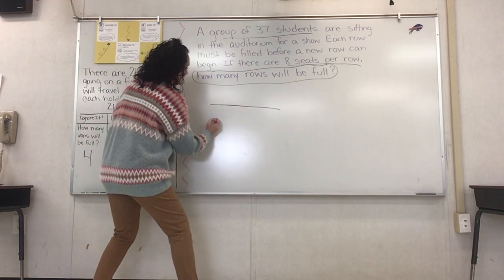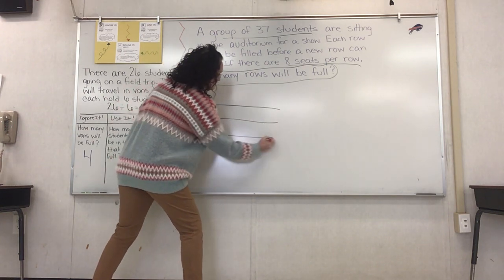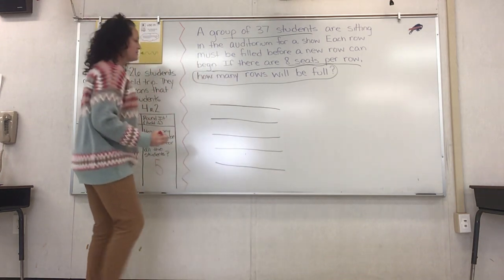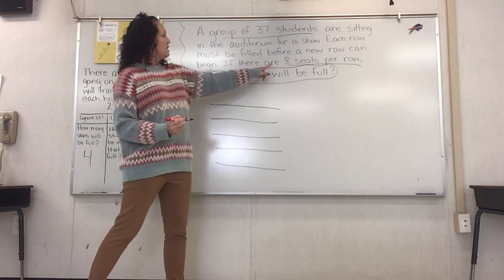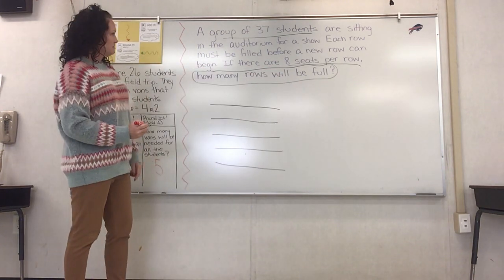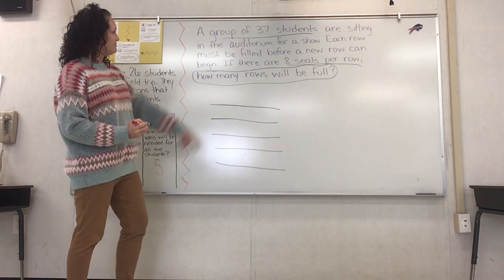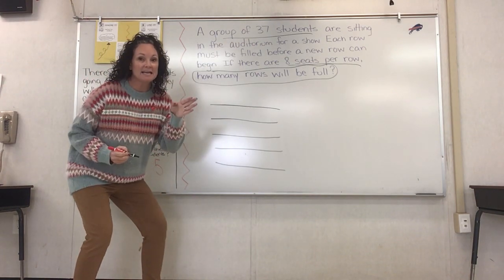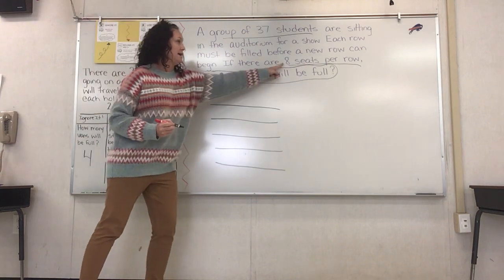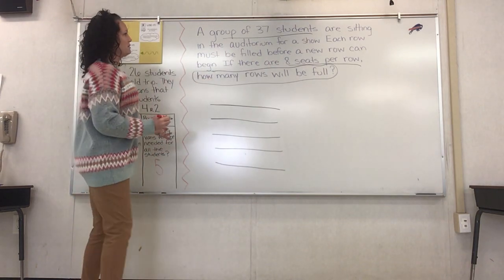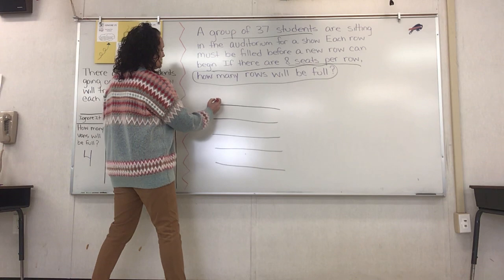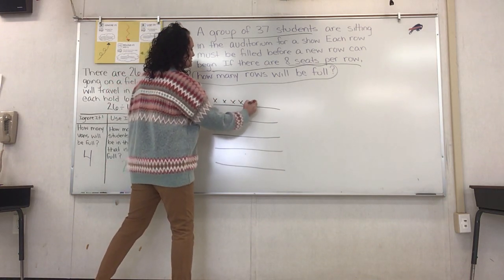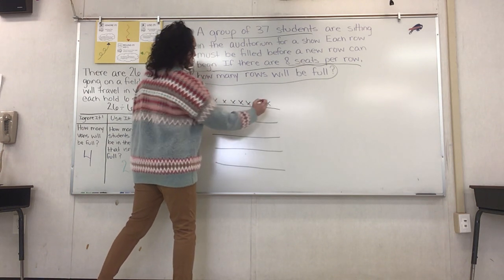Here's a row. There's a row. All right, so I've got rows of seats, right? Each row has eight seats, okay? Now, I have 37 kids I need to put in these rows, but only eight kids per row, right? Because there's only eight seats, yep. So, let's see, I've got a kid here, one kid, two kids, three kids, four kids, five kids, six kids, seven kids, eight kids. Is that eight kids?